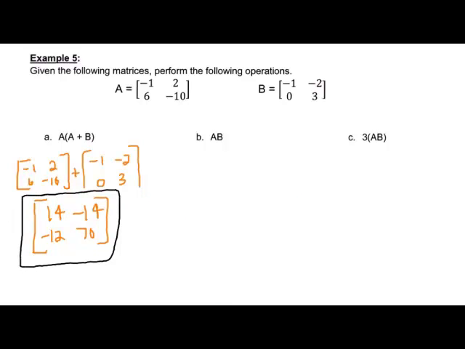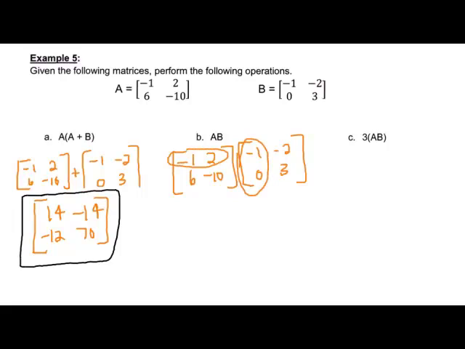Next, we're multiplying matrix A times matrix B. So again, a 2 by 2 times a 2 by 2. So our answer is going to be a 2 by 2. Multiply again. First, we start first row, first column. Negative 1 times negative 1 is a positive 1. Plus 2 times 0, which is 0.